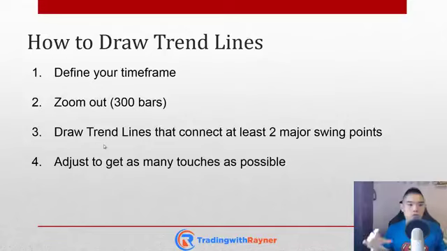And number three, you want to draw trend lines that connect at least two major swing points. As you know, to draw a trend line, you need at least 2 points. And the way I do it is that I want to connect the two major swing points. This means that the minor swing points, I tend to not pay much attention to compared to the major swing points. Because the major swing points are the ones that really help you define the significant long-term trends.